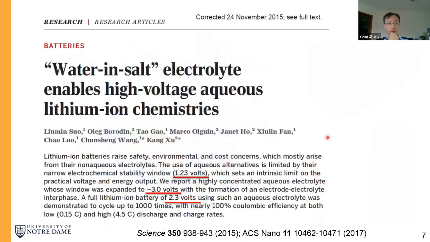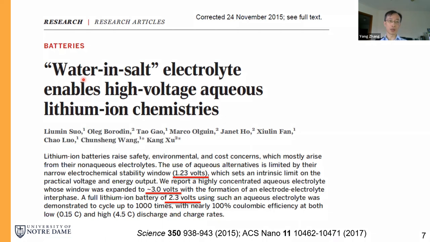A few years ago, we had this paper from Kang Xu and Chen Sheng Wang's group. They introduced this concept of water in salt electrolytes. So, well, first, what's water in salt? Based on their definition, in this case, the number or the weight or the volume of water is much less than that of the salt. So in other words, it's more like a solution of water in salt. Water here is a solute, and the salt is more like a solvent.